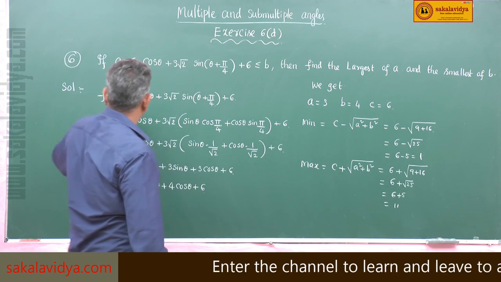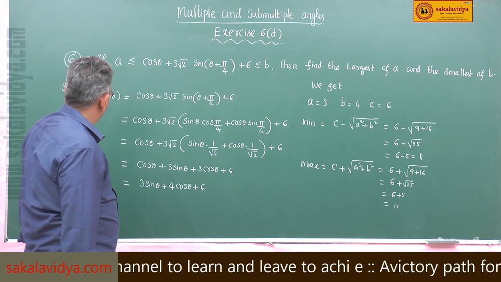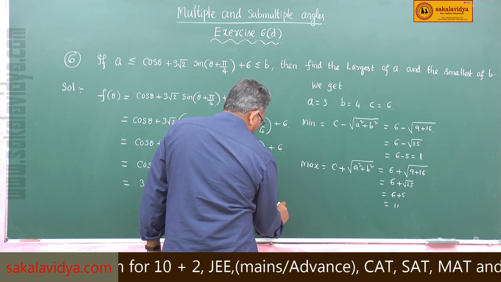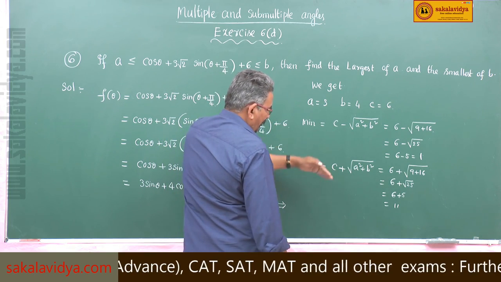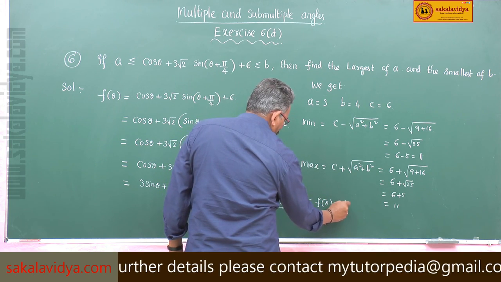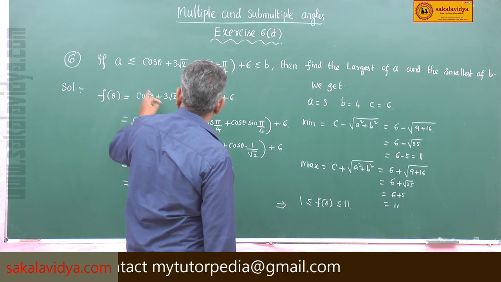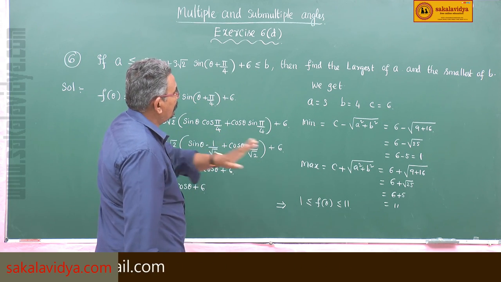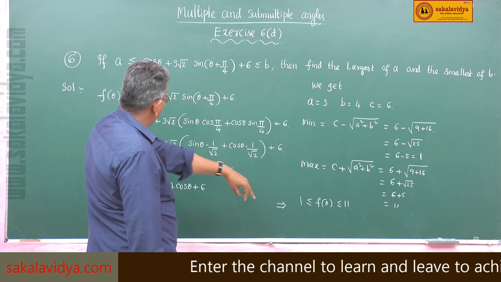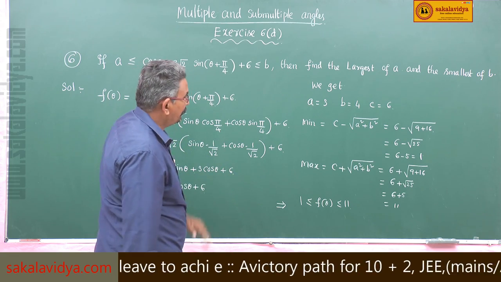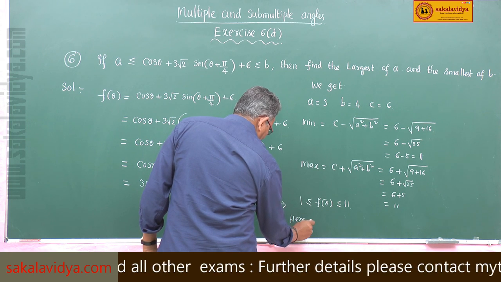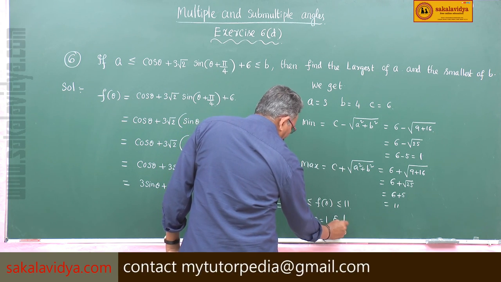But the problem is given in the form of this f of theta. So we can write, it lies between 1 and 11: 1 less than or equal to f of theta less than or equal to 11. Here comparing, a equals 1 and b equals 11. The smallest value of b is 11, whereas the largest value of a is 1. So that means here a equals 1 and b equals 11.